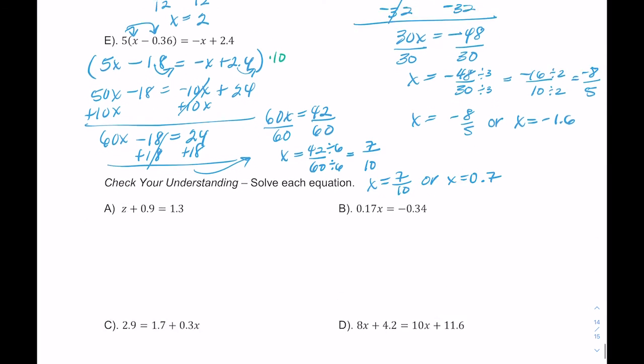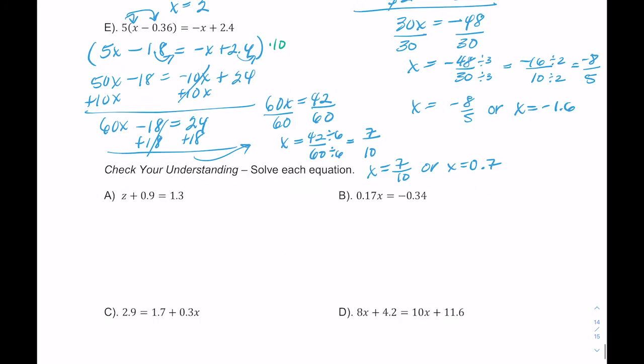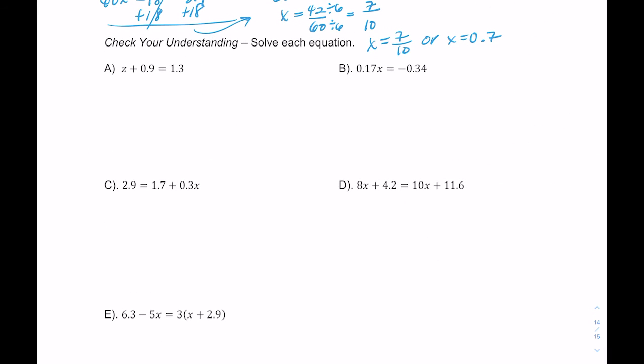And then the rest of the problems are for you to practice. So you can try practicing 5 more problems. Again, you can solve these without doing anything to the decimal if you want, but some people prefer to remove them to make it easier.